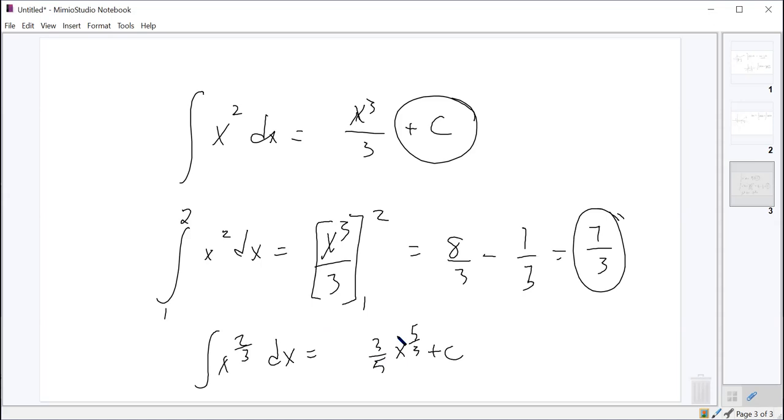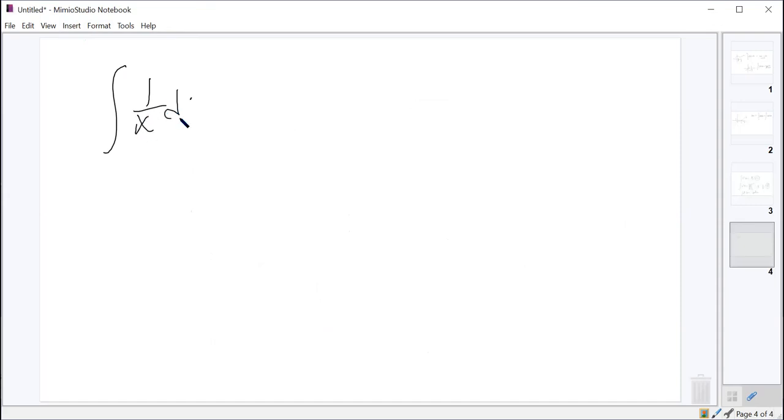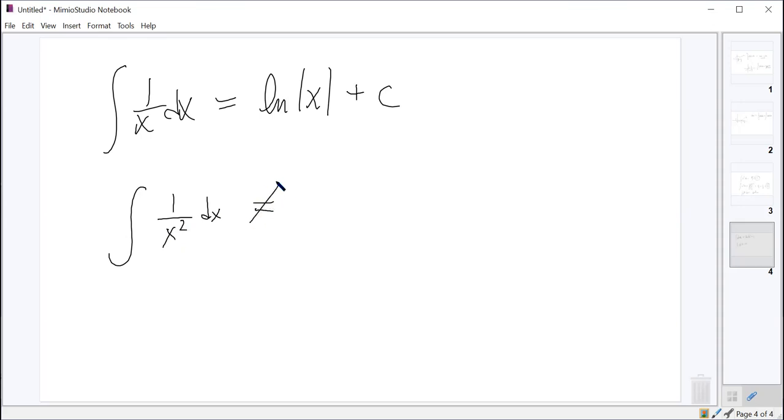For example, the integral of 1 over x dx, we want to remember is natural log absolute value of x plus a constant. Now, I want to specifically talk about this one because this is one that gets commonly screwed up on the AP test by students. If I have this integral, a common mistake is for people to say this equals that. That is not true.